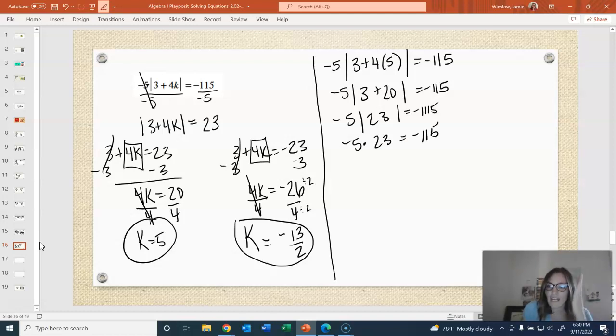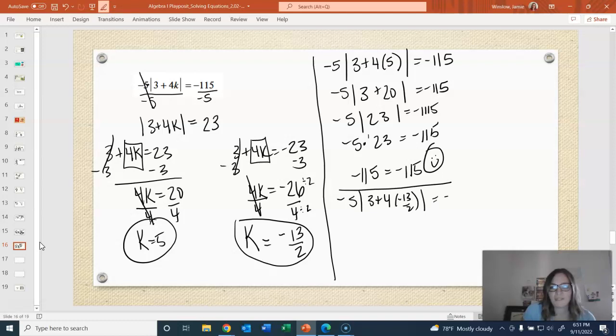Since this negative 5 is right next to the absolute value, it means to multiply. So you can think of it as a parentheses in that case. Negative 5 times 23. Let's see, you can use your Desmos. I'm kind of doing it by hand here. It's negative 115. Yay! All right, the second one, we're going to plug in negative 13 over 2. See if we still get negative 115. We should, if we did this correctly.